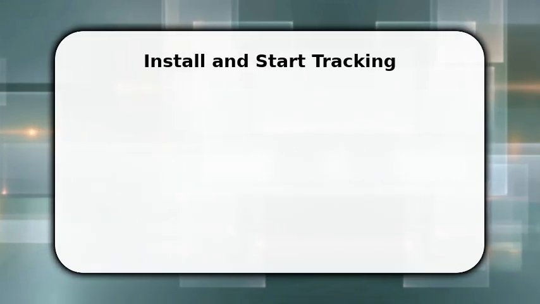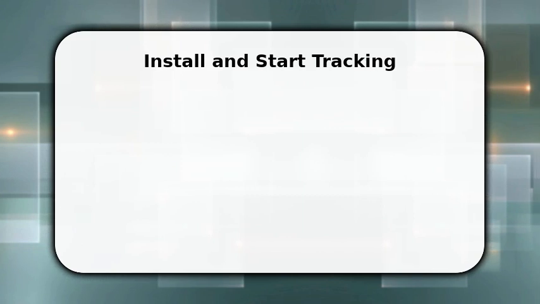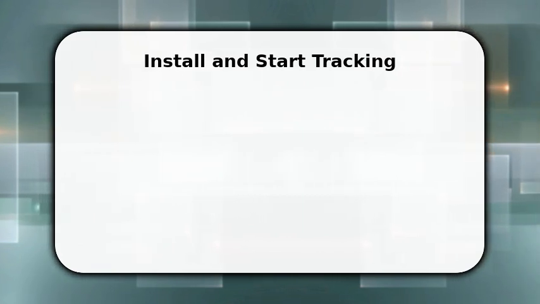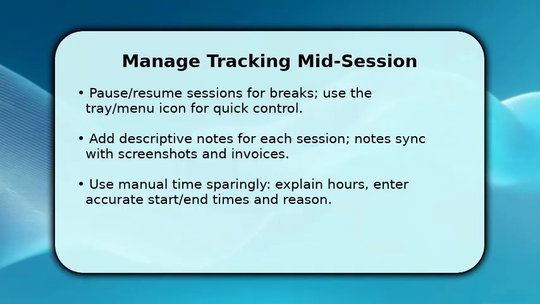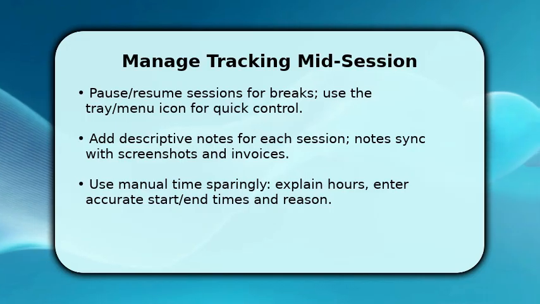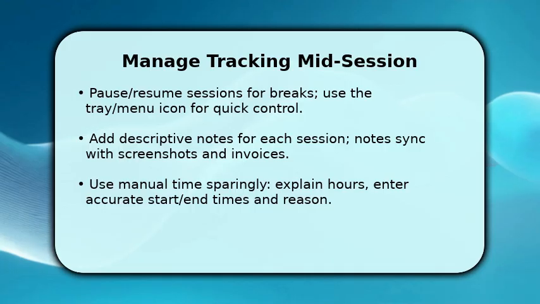Make sure you select the right contract before starting, because time tracked under the wrong job is harder to move later. Once you're tracking, manage sessions proactively. Pause and resume for breaks so your activity percentage stays accurate, and use the app tray or menu for quick control. Make sure to add short, descriptive notes for each session so clients see context alongside screenshots.